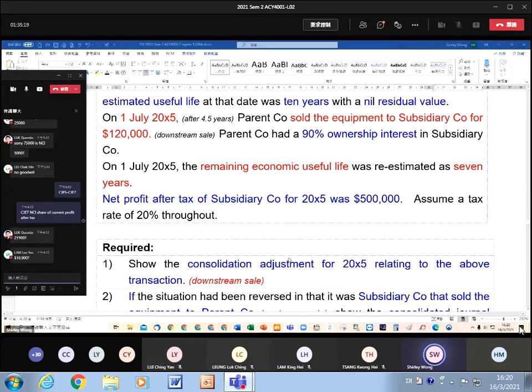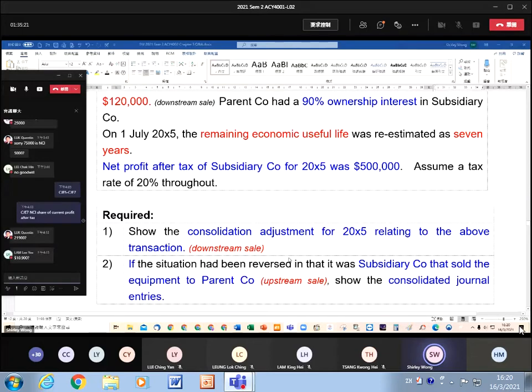So there are 2 requirements. Let's read it together. First of all, it asks you to show the consolidation adjustment for 2005 relating to the above transaction, where it is a downstream sale. Second, if the situation had been reversed and now the subsidiary sold the equipment to the parent company, assume that it is the upstream sale, what will be the consolidated journal entry? So now, one question, same figures, asks you to prepare downstream and upstream.